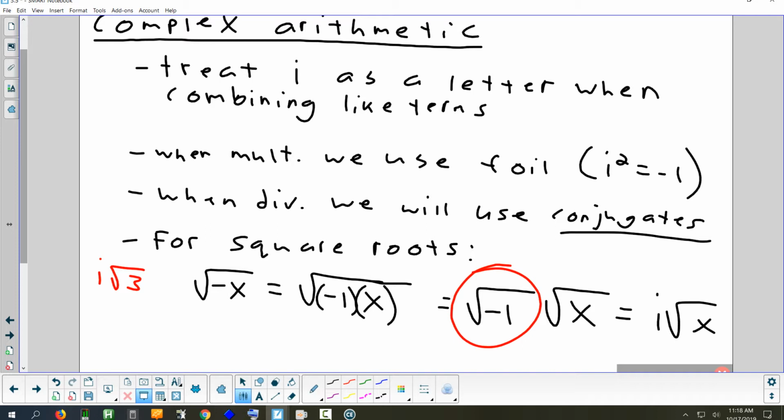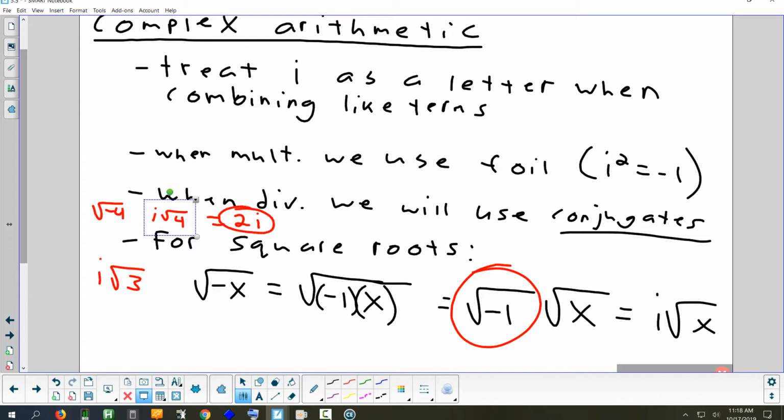Now, let's say you had to do something like this. Square root of negative 4. Well, the negative comes out as an i, and you're basically left with i square root of 4. But the square root of 4 simplifies. The square root of 3 doesn't. What's the square root of 4? 2. So we can write that as 2i.